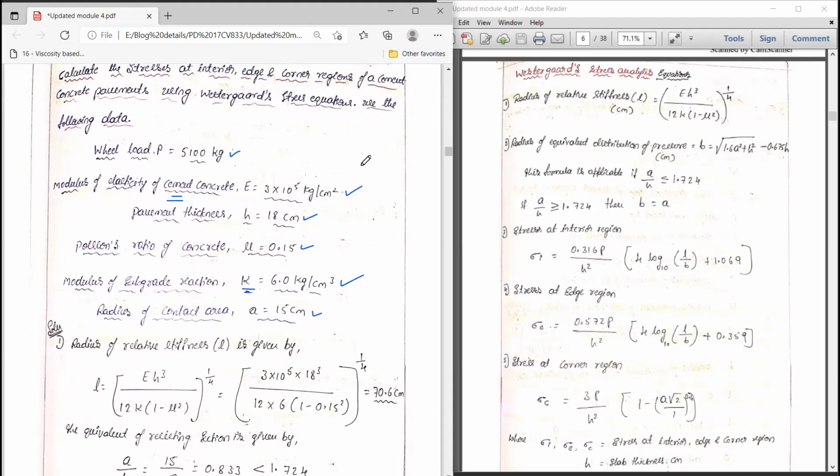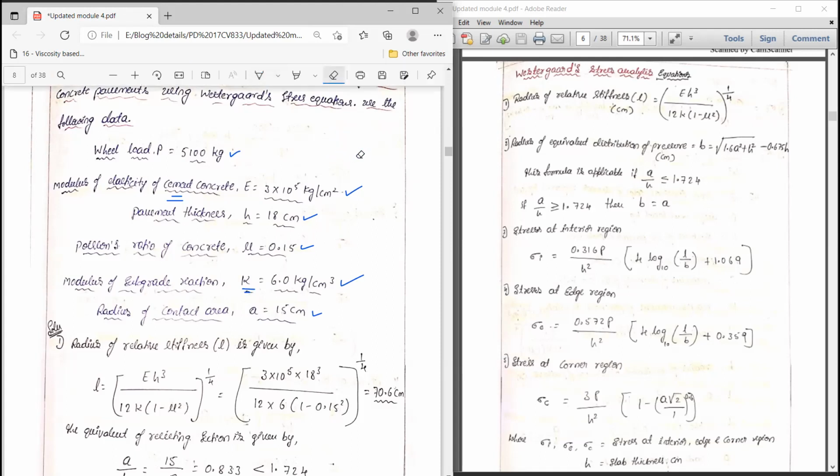So for this data, you have to calculate the stress encountered at the interior region, edge region and corner region. I hope all of you know the meaning of interior, edge and corner. Suppose this is a cement concrete slab. Interior region means this one, corner region is at the corner of the cement concrete slab, and the edge you may consider here. So at the interior region, corner region and edge region, you need to find out what stress is created.